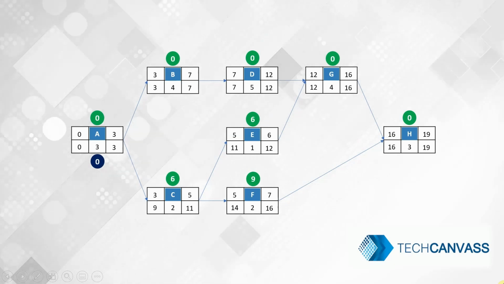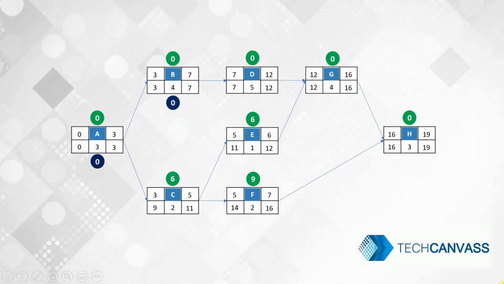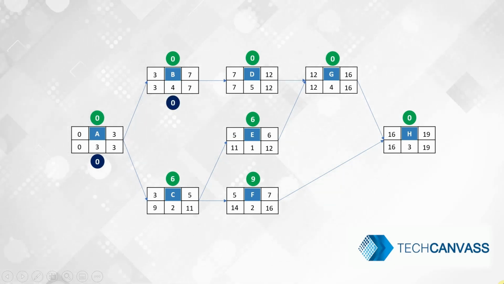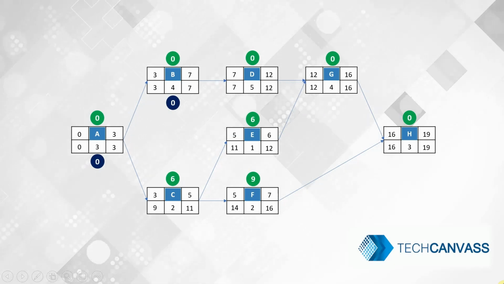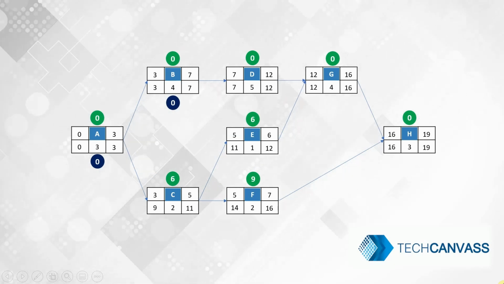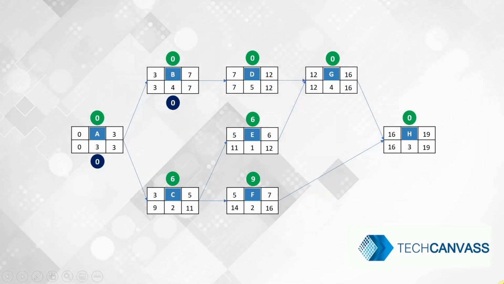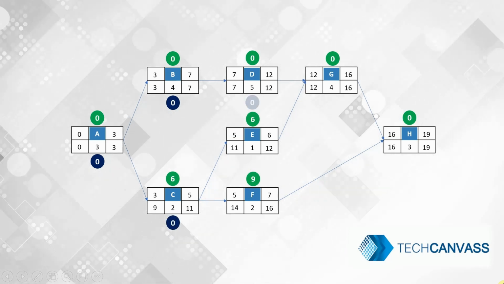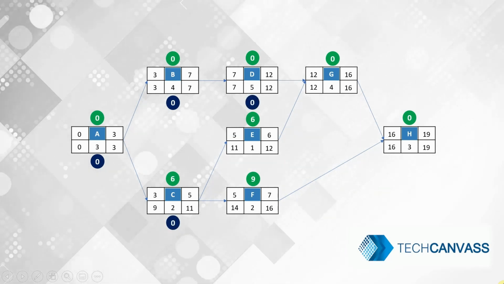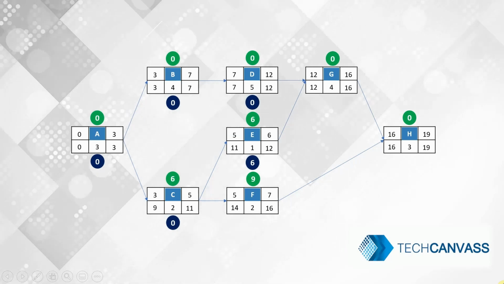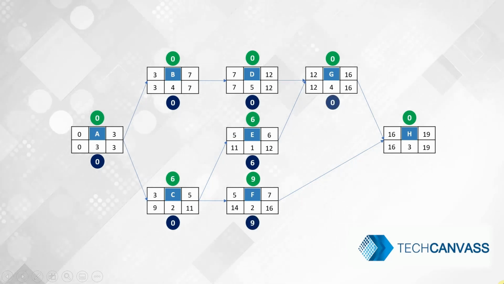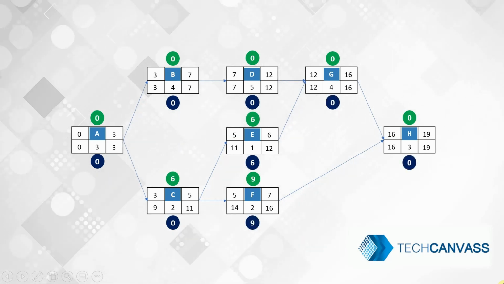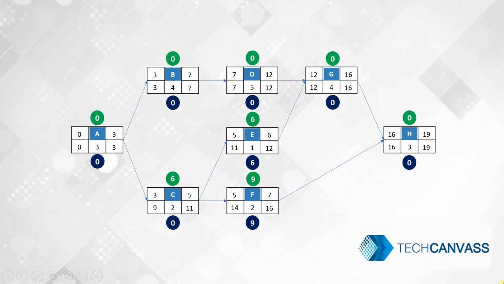Now for activity B, early start of the successor is 7 minus early start of the current activity 3 minus duration 4, is 7 minus 3 minus 4, which is 0. For activity C, you get an answer of 0. For activity D, you get an answer of 0. For activity E, you get 6. For F, it is 9. For G, it is 0. And for H, it is 0.